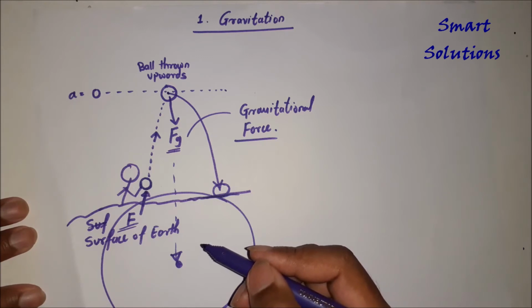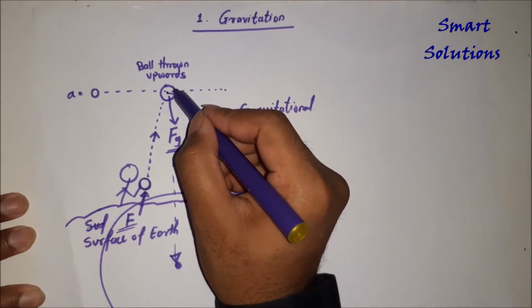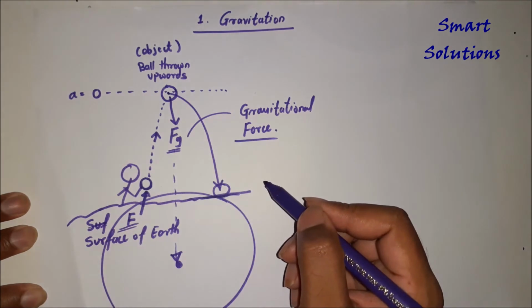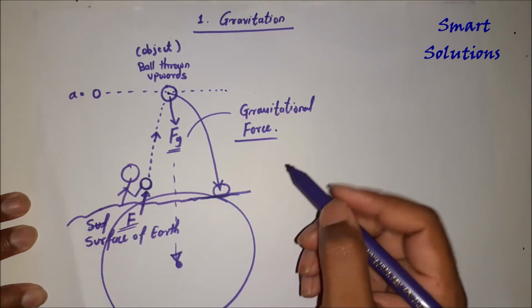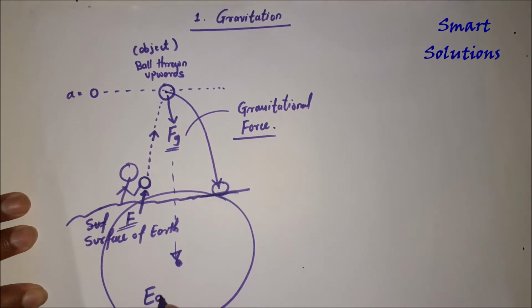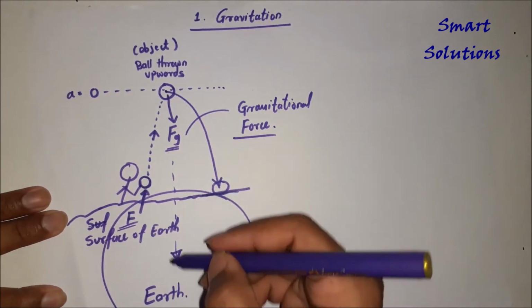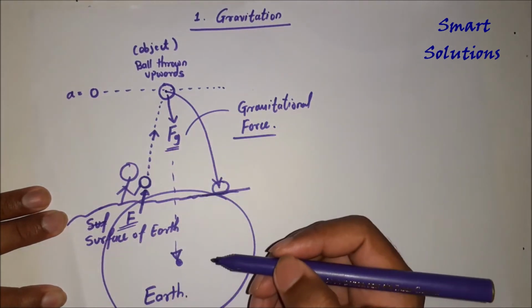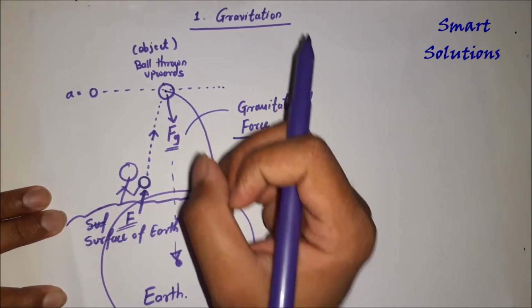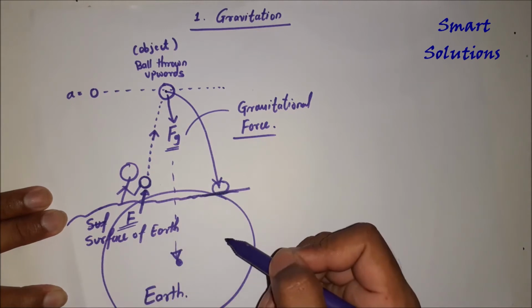So what is gravitational force then? Gravitational force is the force of attraction between any objects. So this is our object. Gravitational force is the force acting between any two objects, say for example our ball and over here Earth, and the Earth is trying to pull this ball towards its center. So this is called the gravitational force, the pull due to Earth on any object which tries to bring that object onto the surface, and it is called the force of gravity.